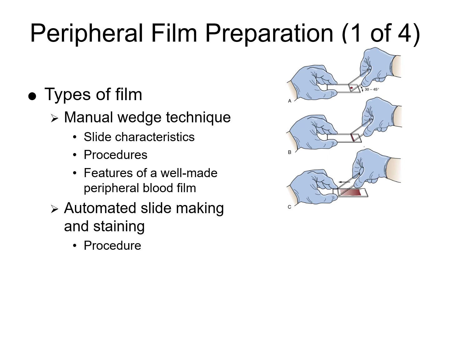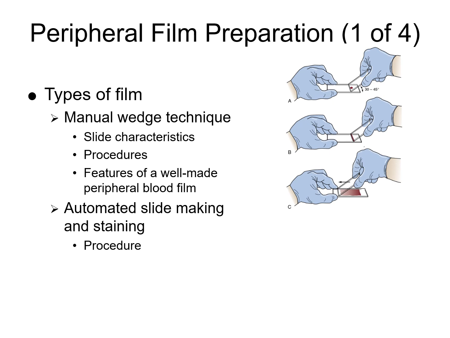The procedure for this, so to perform the manual wedge technique, place a small drop of blood near the frosted end of the clear slide. Hold the spreader slide at a 30 to 45 degree angle and draw it back to touch the blood drop, allowing the blood to spread along the edge. Then push the spreader slide forward smoothly and evenly across the slide to create the smear.